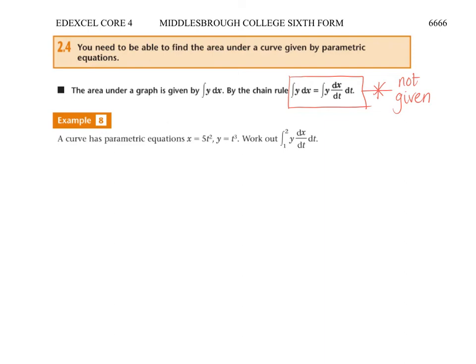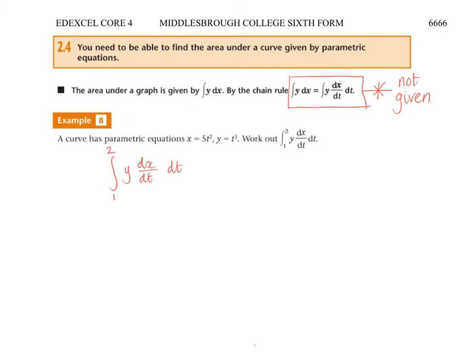Let's look at the first example then. We've got a curve with parametric equations x equals 5t squared and y equals t cubed. Work out the area under the curve. It's all with respect to t. So if we take our integral of y dx by dt, it's in between 1 and 2.